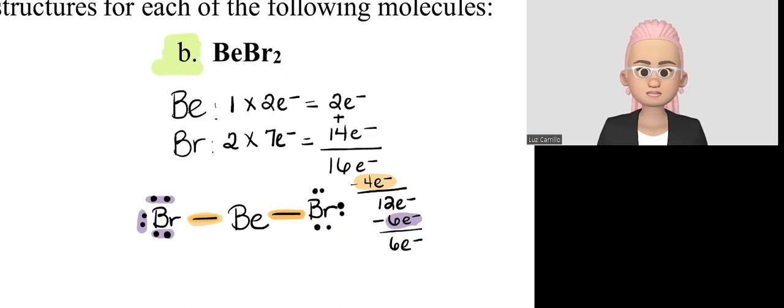So since I placed 6 dots, I'm going to subtract the 6 electrons that I placed on the bromine on the right. So I used all my electrons available for bonding.